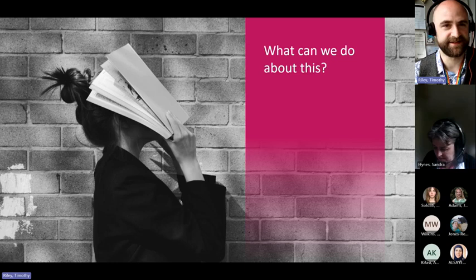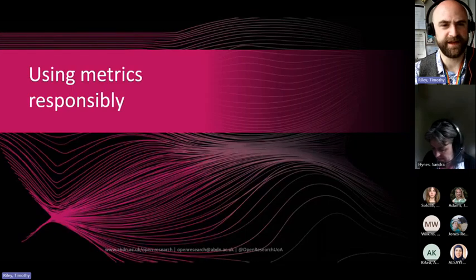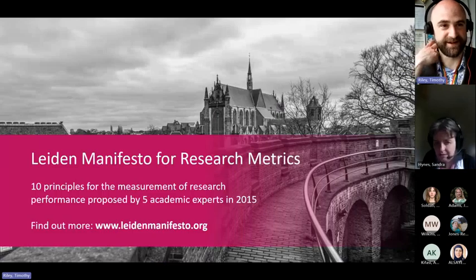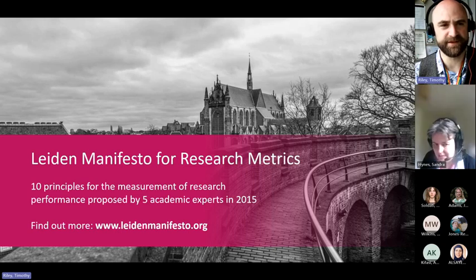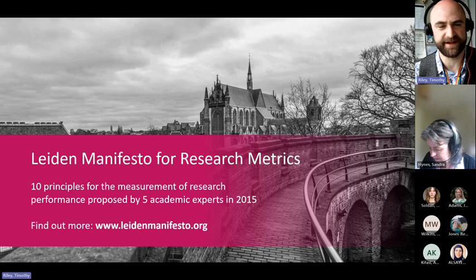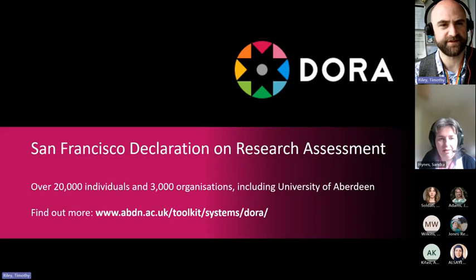So what can we do about this? We really need to be using metrics responsibly. They do have uses, but we've got to be very careful in the way that we approach them. So one way that we could do that is by using the principles of the Leiden Manifesto. I'm not going to go into this in detail, but there's a link there if you want to find out more. So this was proposed by academics back in 2015, and it gives principles for using metrics responsibly.